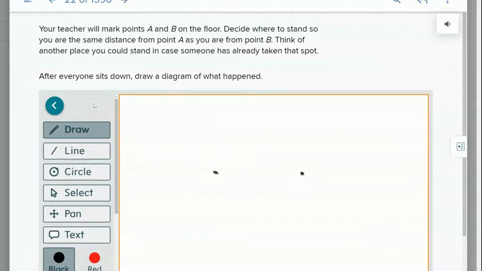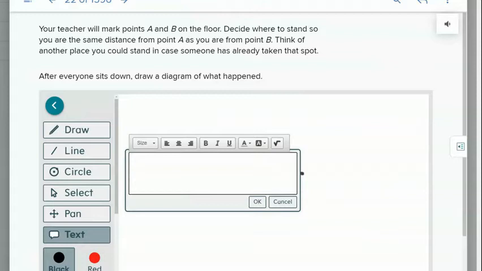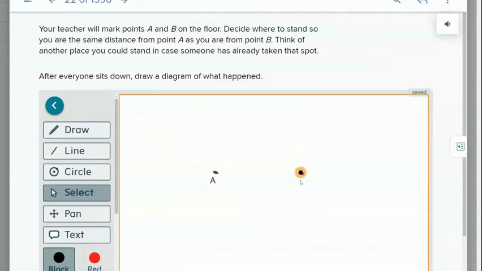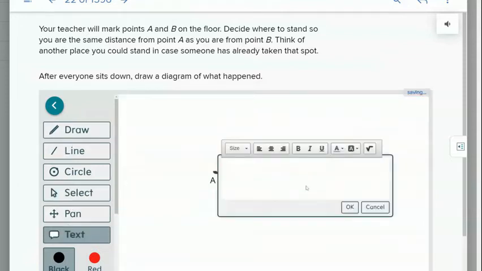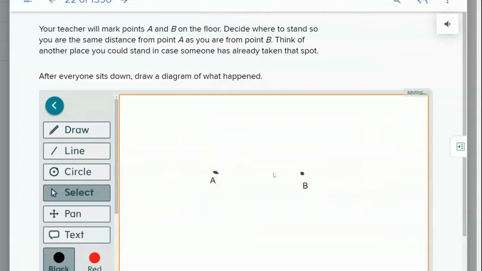All right, there's my 2 points. And mark them A and B on the floor. I've never used the text option before. Let's see what that looks like. Oh, that looks actually pretty nice. And now I just realized I think the select tool makes a point. I'm not sure. And point B, yeah. The text tool that I just used.